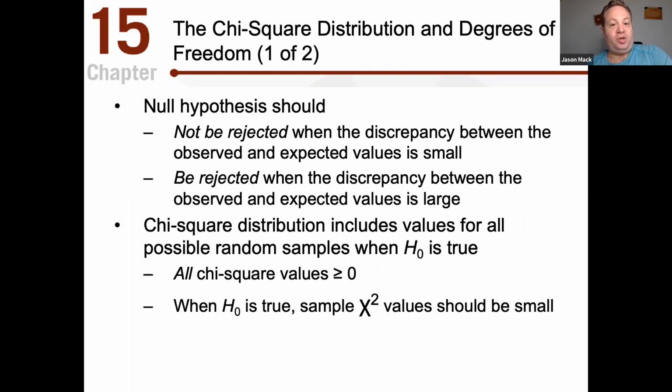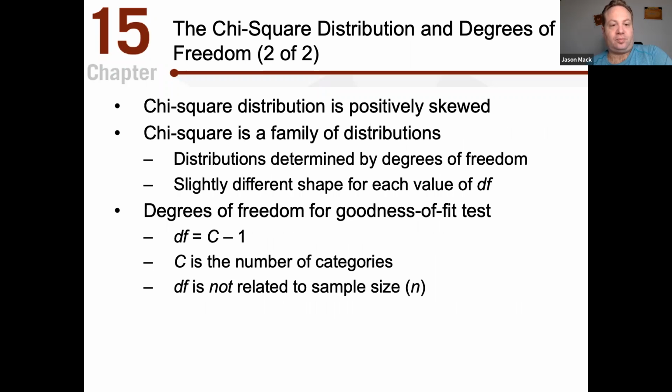The chi-square distribution and degrees of freedom. The null hypothesis should not be rejected when the discrepancy between the observed and expected values is small. It should be rejected when the discrepancy is large. The chi-square distribution includes values for all possible random samples when the null hypothesis is true. All chi-square values are greater than or equal to 0. When the null hypothesis is true, sample chi-squared values should be small.